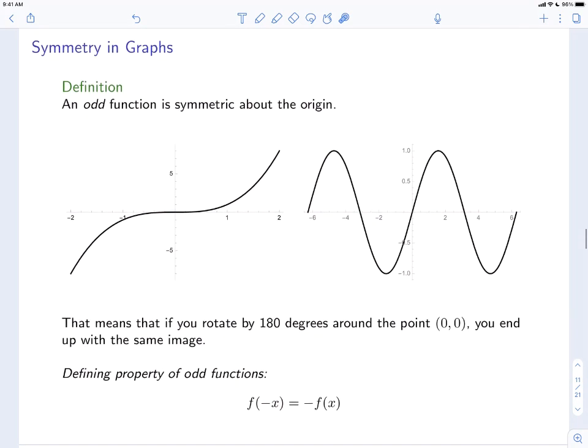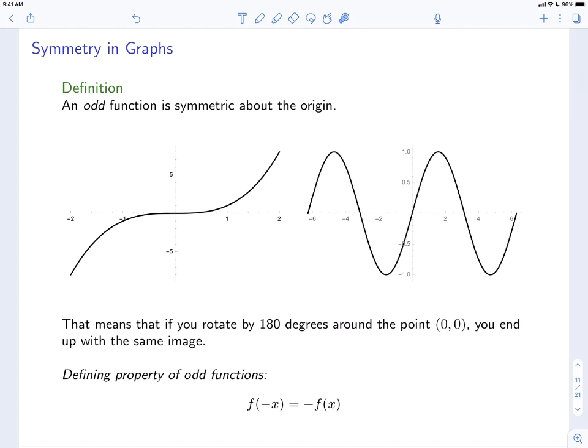We also have something called an odd function. The previous example was even, so this one is odd. An odd function is symmetric about the origin, as we say. So that means that if you rotate by 180 degrees around the origin, the point 0, 0, you end up with the same image. And you can see that here with these two images.